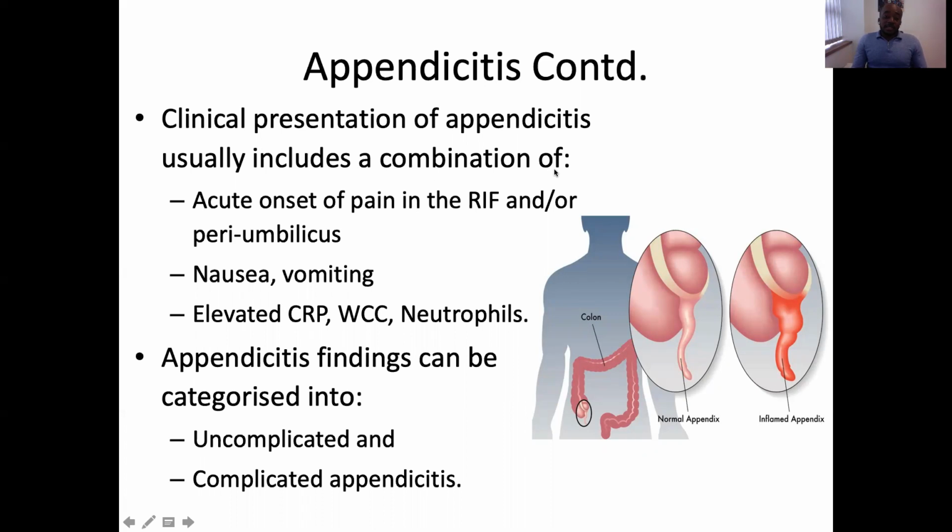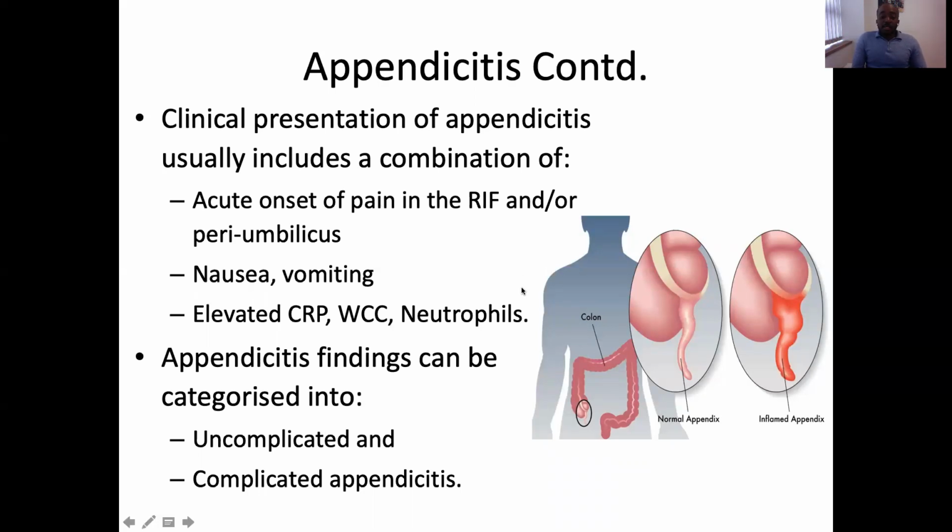The clinical presentation of appendicitis usually includes a combination of an acute onset of pain in the periumbilicus, right iliac fossa, sometimes starting around the umbilicus and then migrating towards the right iliac fossa. You also tend to have nausea, vomiting. Then when blood examination is carried out, you tend to have elevated CRP, elevated WCC, neutrophils, and things like that. So a combination of one or all of those, especially with a right iliac fossa pain, would most likely put the clinician's mind towards the possibility of appendicitis.